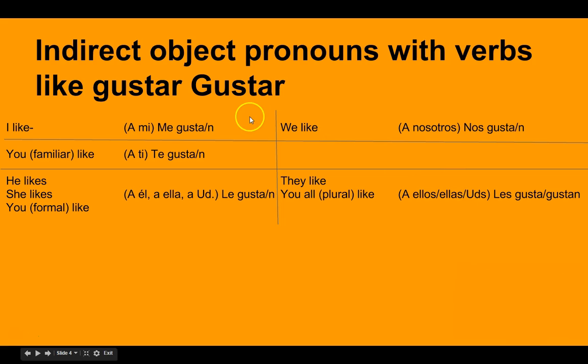In front of me gusta and te gusta and nos gusta, you can put a mí, a ti, and a nosotros for emphasis. In front of le and les gusta, you do always need to have a él, or a ella, or a María, or a los estudiantes, because since it's third person, the pronoun doesn't tell us who you're talking about, so you need to add a plus who it is that likes.